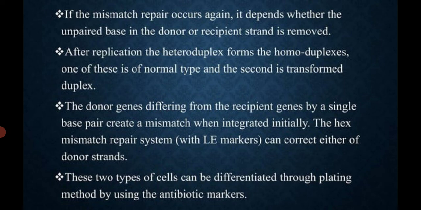And the heteroduplex, after replication, forms homoduplexes. One is a normal type and another one is a transformed type. The normal does not form the characteristics of the donor cell, whereas the transformed duplex forms the characteristics of the donor cell, and these two duplexes are differentiated through a plating method by using antibiotic markers.